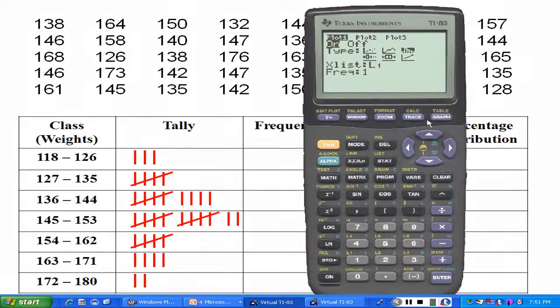Now, we could just press graph, but what happens if we press graph is this. Your calculator is set on negative 10 to 10. Remember algebra? Negative 10 to 10, and then negative 10 to 10. That's the window that you have. You've got 138, 160, so you're not going to see it. If I just press graph, you're not going to see anything at all.